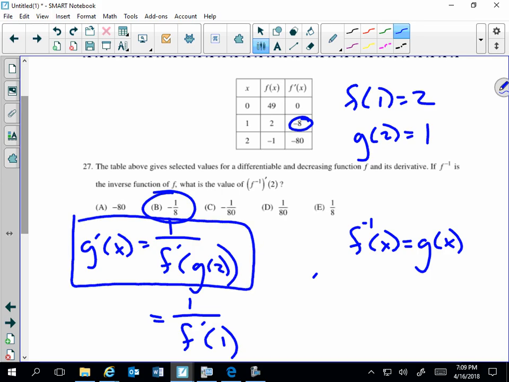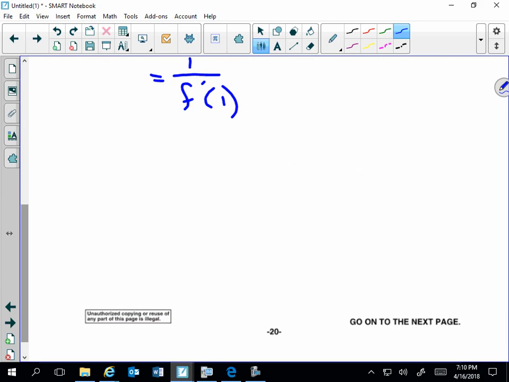And if you want to stick f inverse prime in there, you can do that. I need parentheses there. Well, that gets pretty cumbersome with your notation. Just recognize I'm calling f inverse g. So now this is just g prime. Makes a little nicer notation. Right, need to know that one. It shows up on every single test.